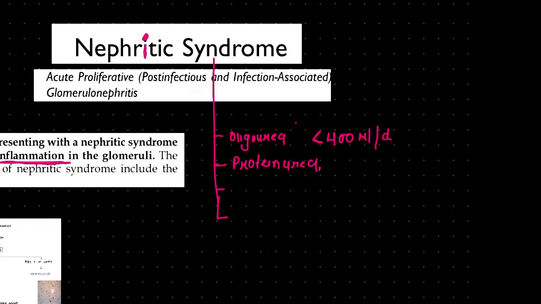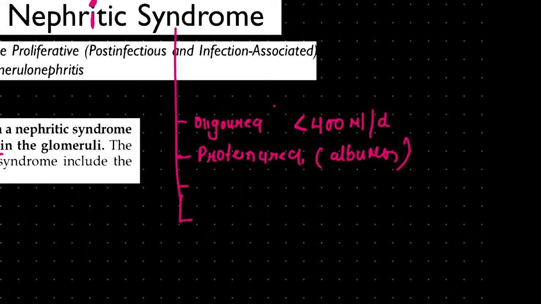Now proteinuria: we know that proteins are not filtered by the glomeruli, but in nephritic syndrome, because of inflammation in the glomeruli, there will be filtration of protein, and we will find protein in our urine, especially albumin. Similarly, the glomeruli normally do not pass RBCs, but during inflammation there will be passage of RBCs, and those RBCs will be ruptured as they pass through the inflamed area, so there will be presence of blood in our urine, hematuria.